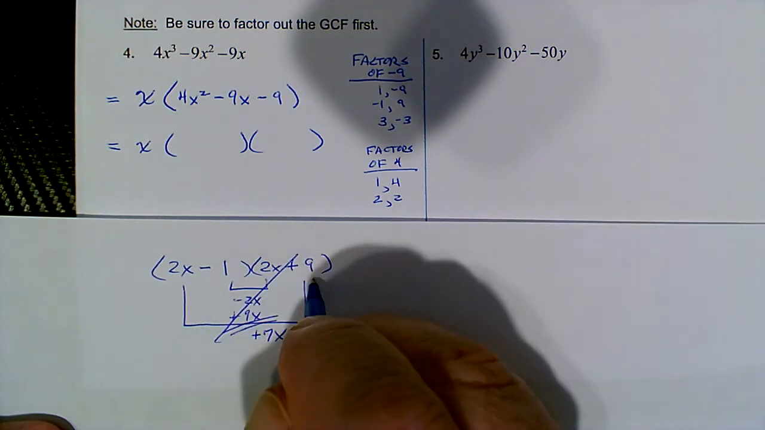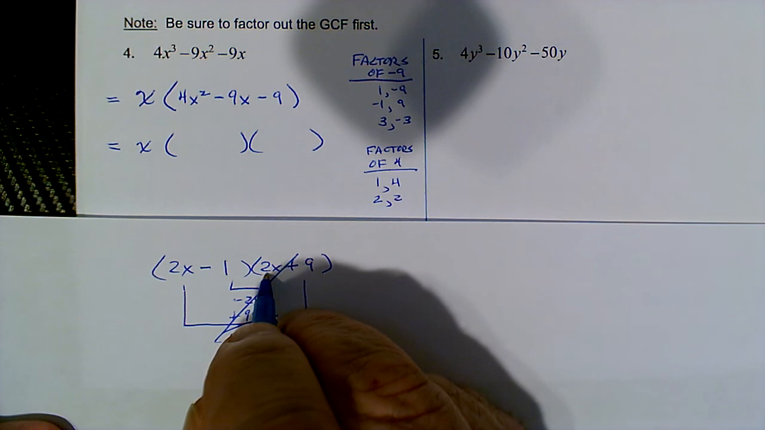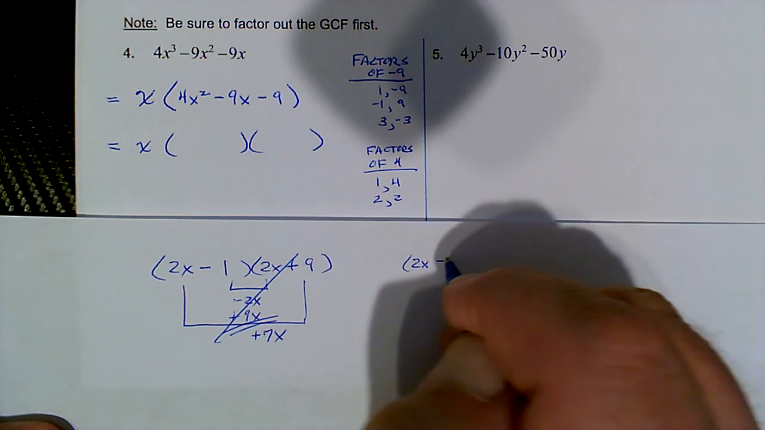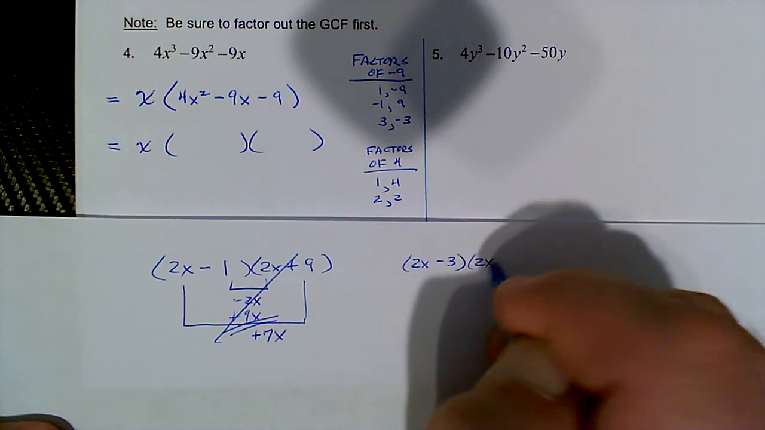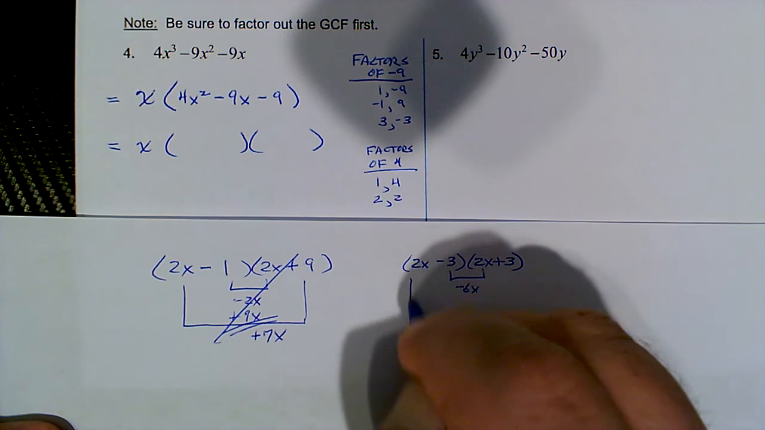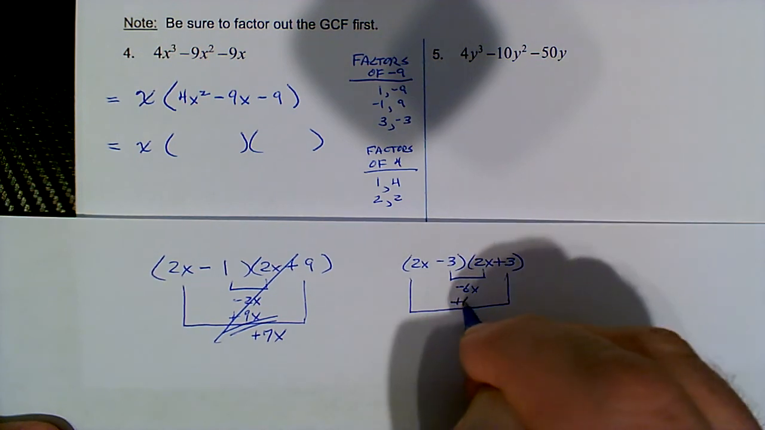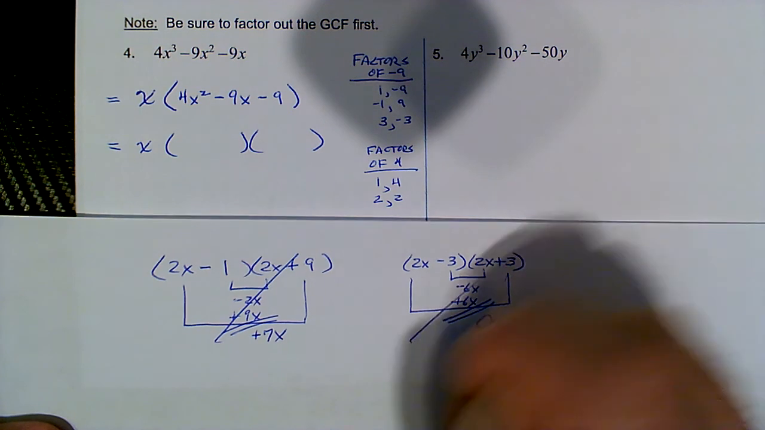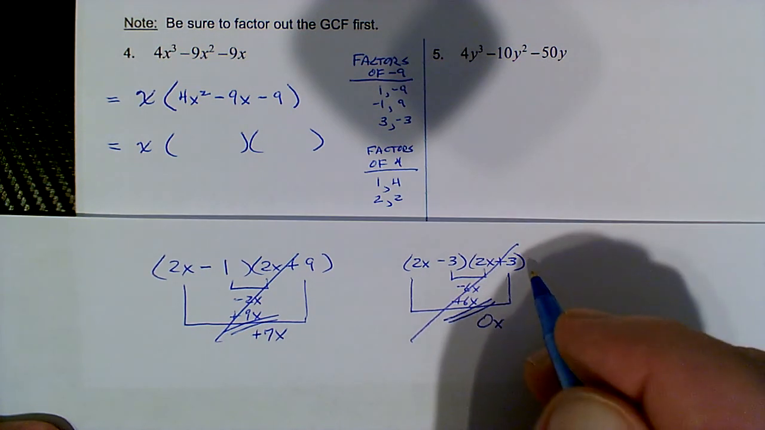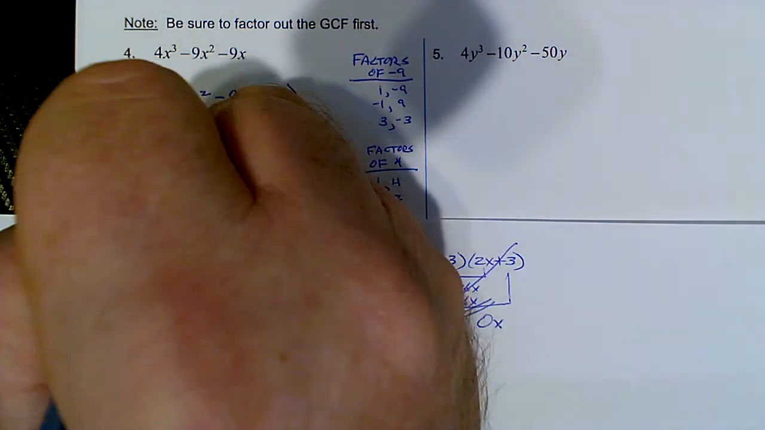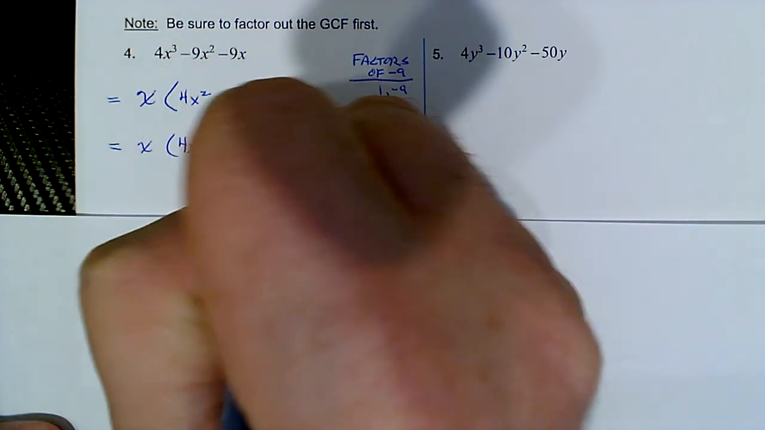Well, it wouldn't help switching them around because they're both 2's. So they weigh the same. So the only other possibility would be 3's. So 2x minus 3 and a 2x plus 3. And that gives minus 6x plus 6x. That's 0. 0x if you like. So that's not it. So therefore it can't be 2x because we've exhausted all the possibilities. So it has to be a 4x and an x.